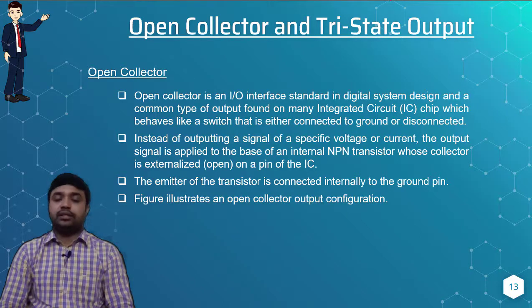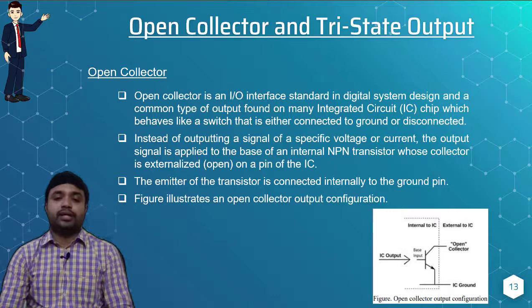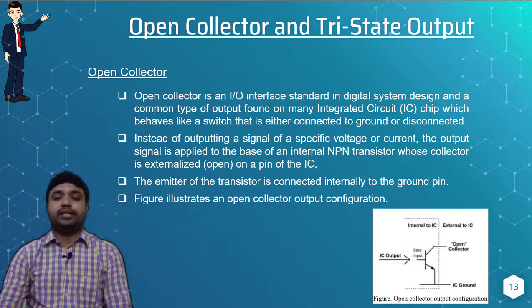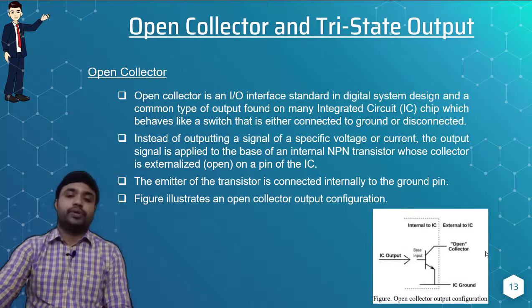Right, next. The emitter of the transistor is connected internally to the ground pin. So here the emitter is connected to ground. This is the representation of the open collector configuration. Here you can observe the collector pin is directly shown openly. And you can also see that the emitter terminal is grounded, and again the base section is given the open collector output input. Okay, right, next.